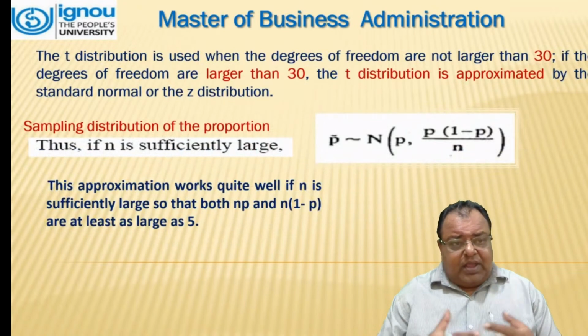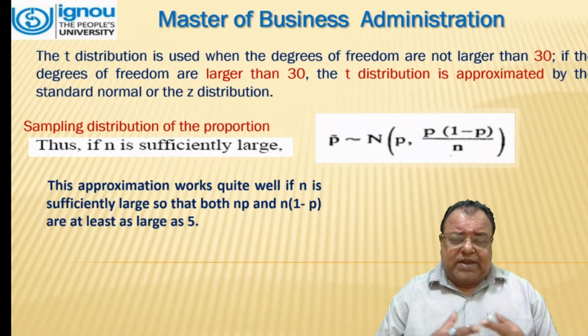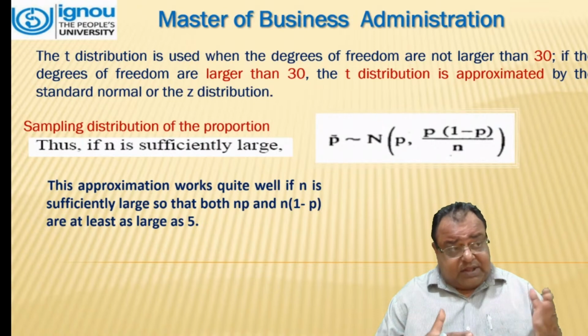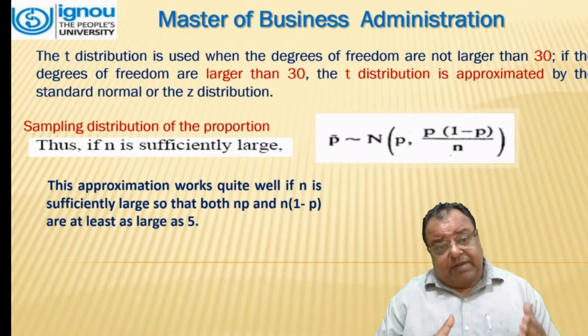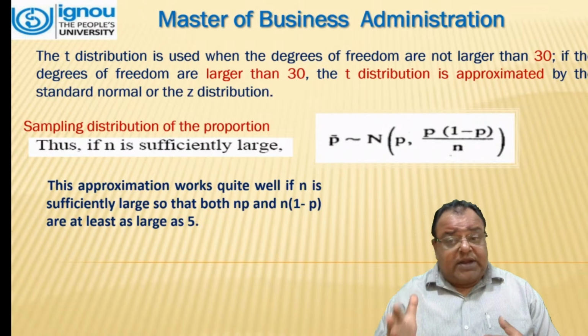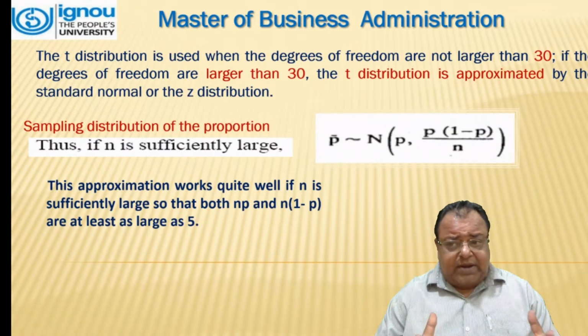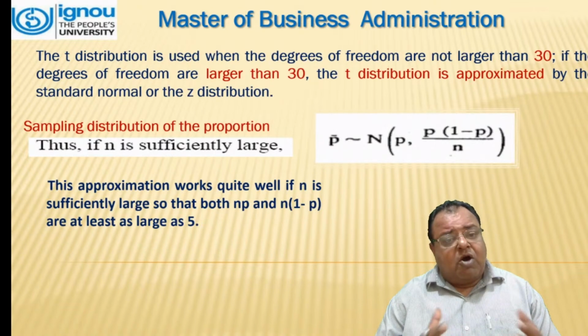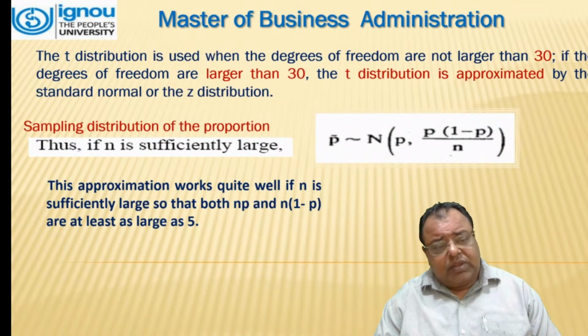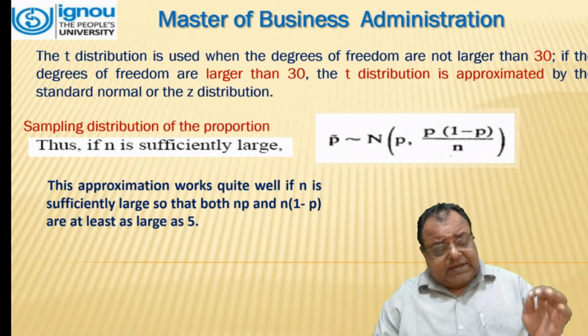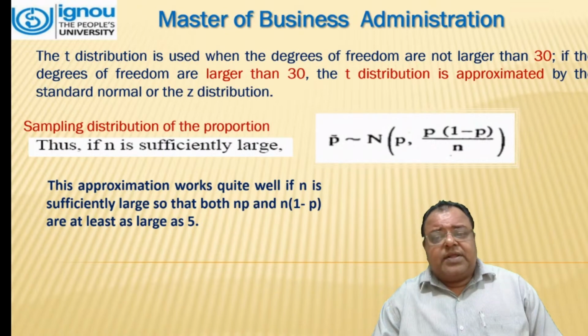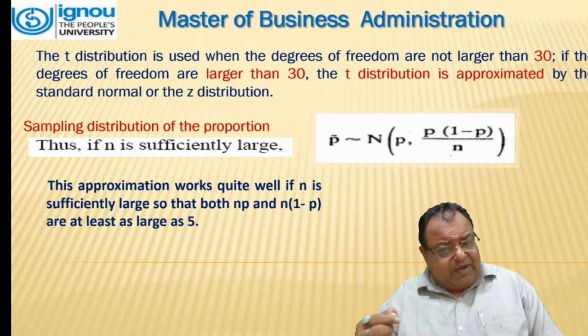Now, the t distribution is used when the degrees of freedom are not larger than 30. If the degrees of freedom are larger than 30, the t distribution is approximated by the standard normal or the z distribution.